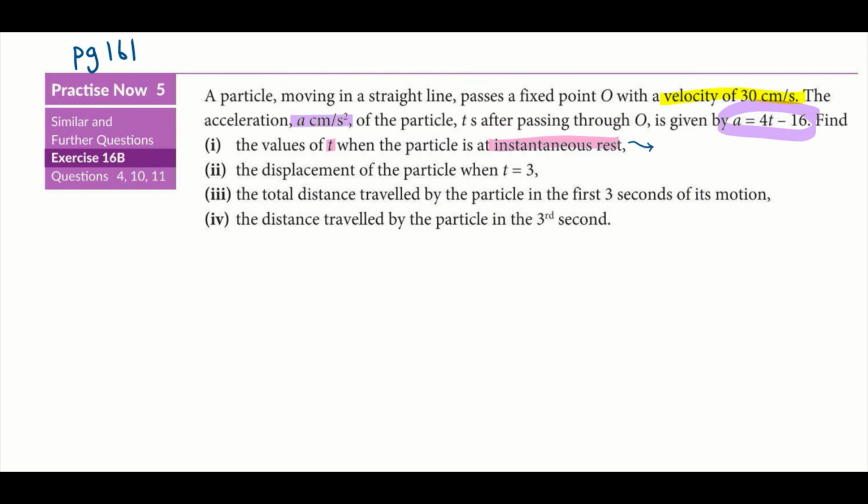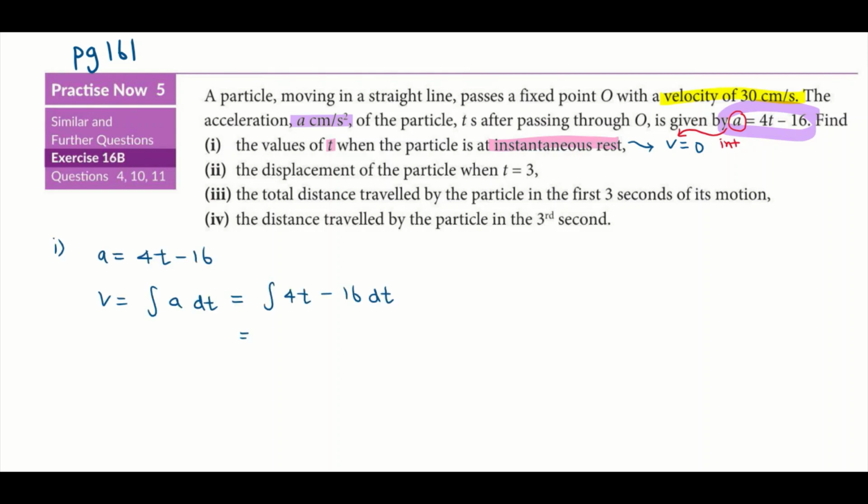We should know by now that instantaneous rest means velocity equals 0. But did they give us velocity yet? No, they only gave us the acceleration expression. So how do we get velocity from acceleration? We will need to do the integration process.